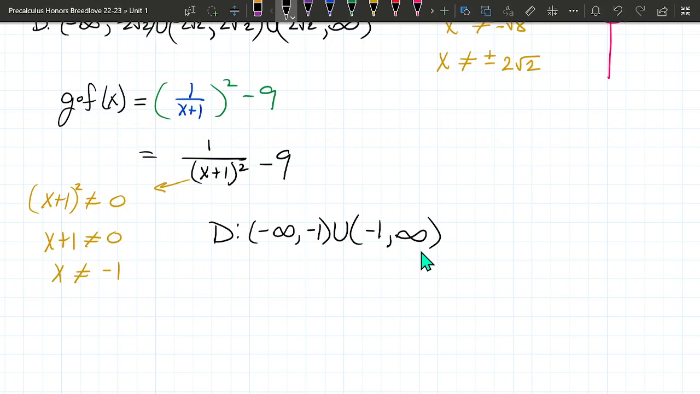So the number of unions is dependent on the number of domain restrictions? Okay.